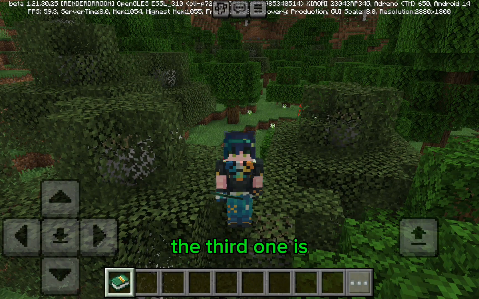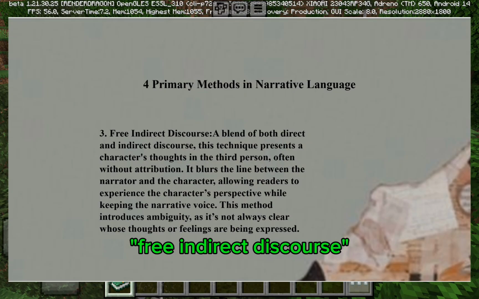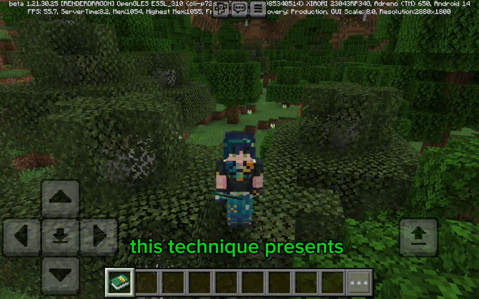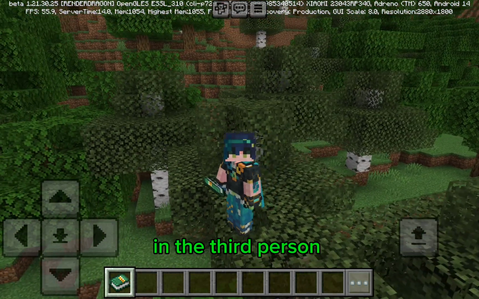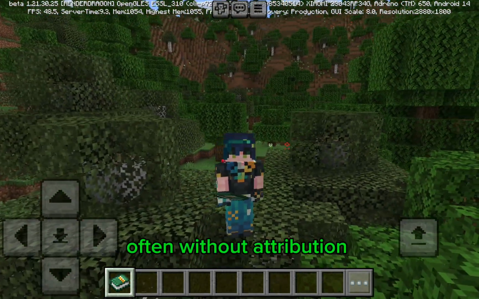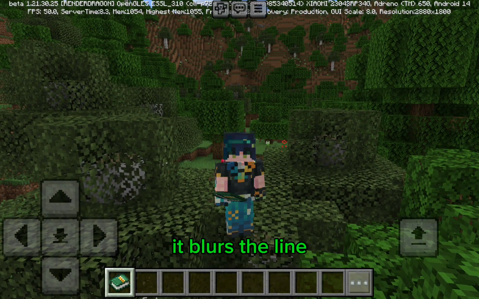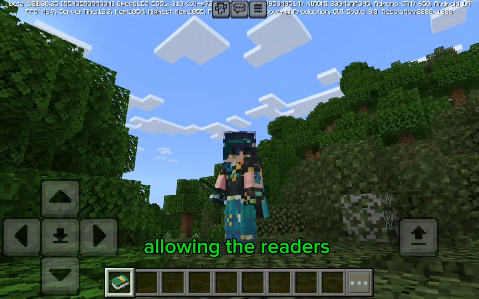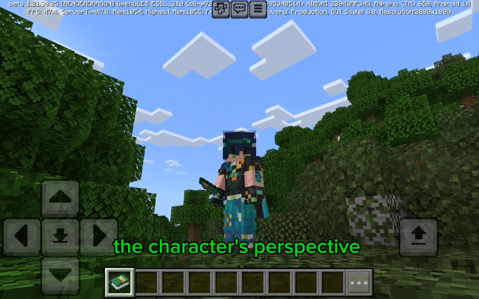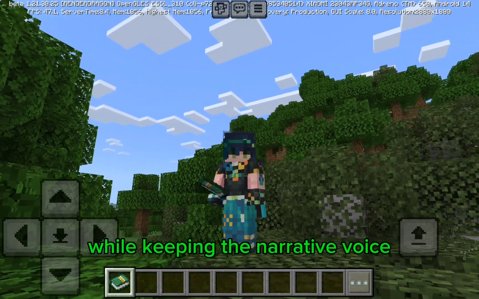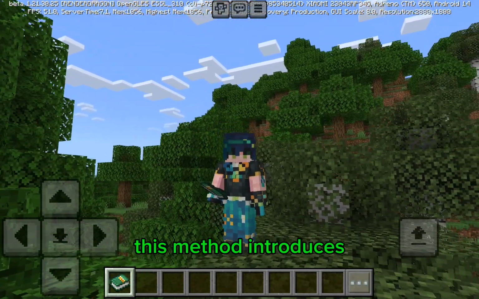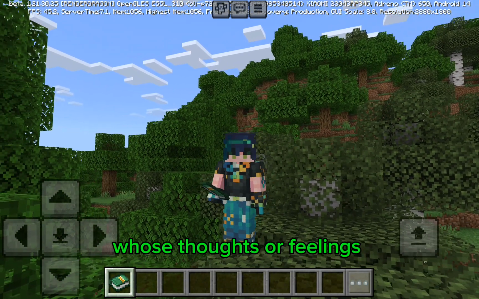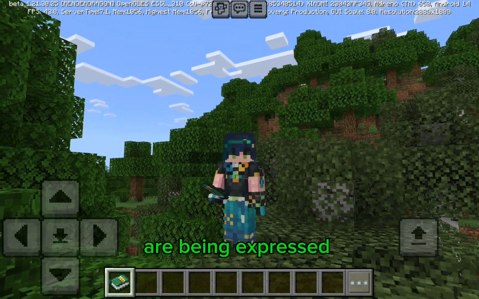The third one is free indirect discourse, a blend of both direct and indirect discourse. This technique presents a character's thought in the third person, often without attribution. It blurs the line between the narrator and the characters, allowing the readers to experience the character's perspective while keeping their narrative voice. This method introduces ambiguity, as it's not always clear whose thoughts or feelings are being expressed.